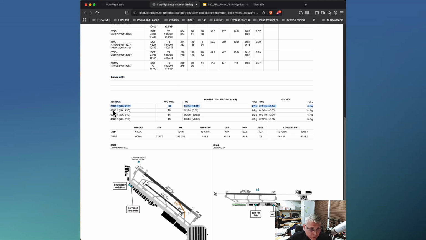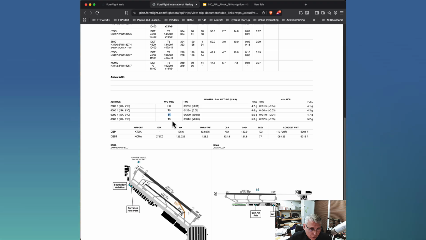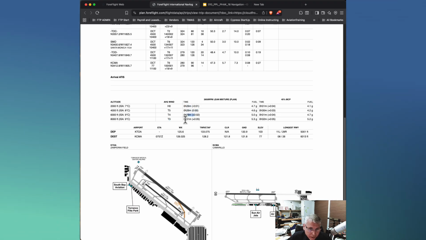Altitudes, so this gives us some idea of what's going on at different altitudes, 2,000 to 8,000 feet. Here's your wind effect. So there's a headwind of 0 in that case at 2,000, tailwind of 5, tailwind of 4, tailwind of 3. So that would be the influence of wind at these different altitudes. This is the effect that would have on the timing of your flight.